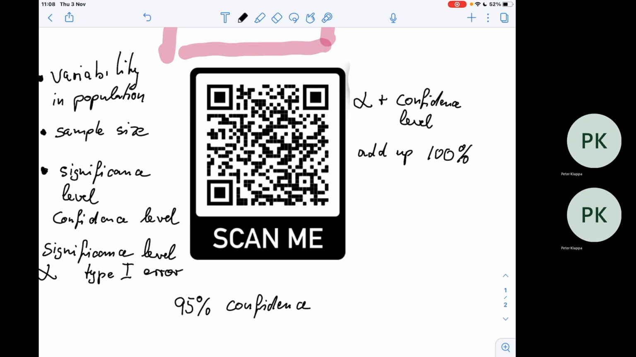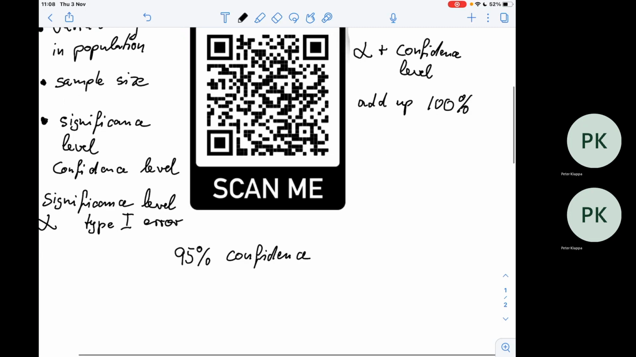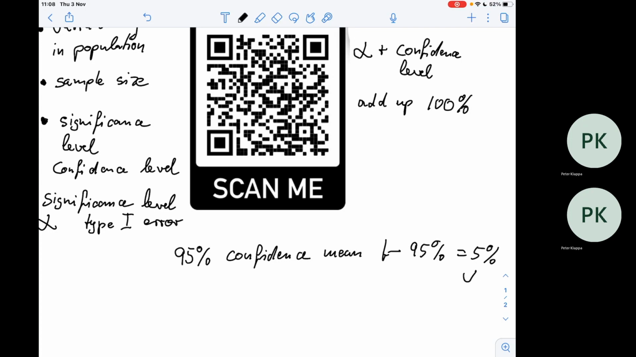And we can immediately calculate alpha, because a 95% confidence interval means 1 minus 95% equals 5% for our type 1 error. So alpha plus confidence interval always adds up to 100%.